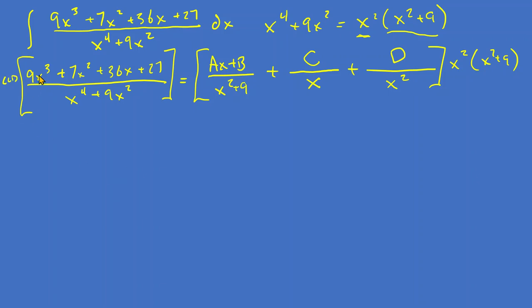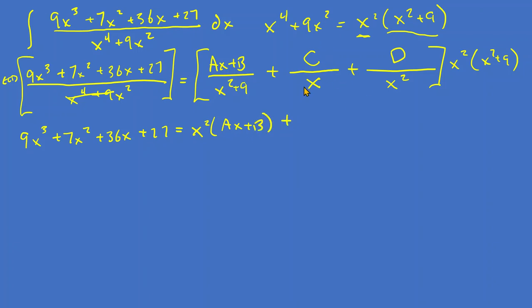Well, on the left-hand side, this cancels with itself. So we're left with 9x cubed plus 7x squared plus 36x plus 27. And on the right-hand side, this x squared plus 9 term cancels with this x squared plus 9 term, leaving me with the x squared factor times the ax plus b. X squared times the ax plus b.